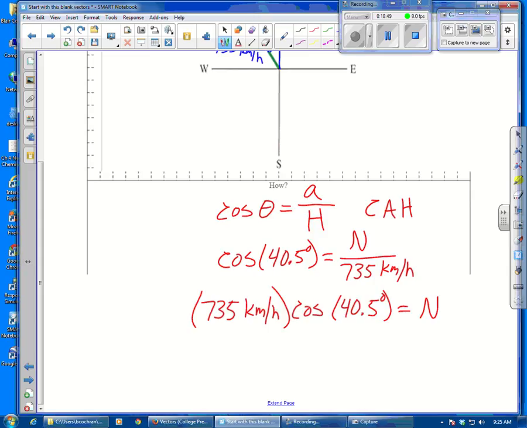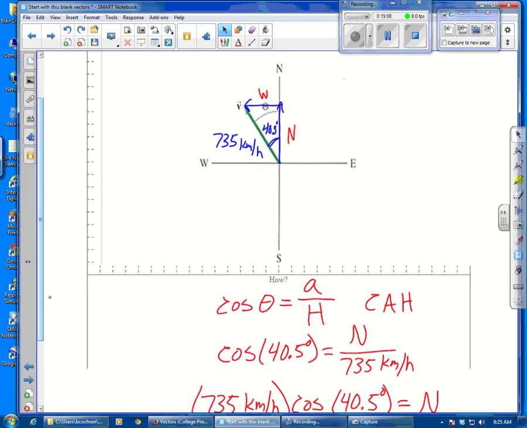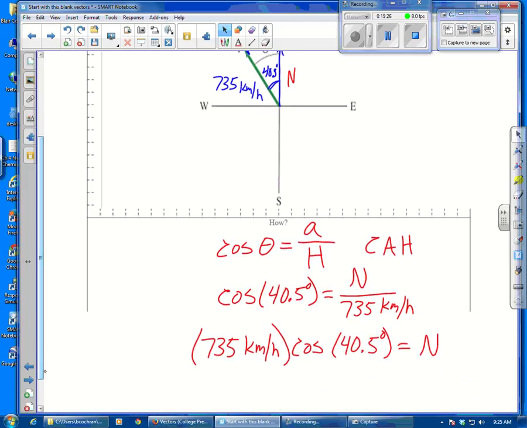You've got the freedom to draw your triangle different ways. You could have drawn your triangle west and then north, and then the lower angle would be 90 minus 40.5. Okay? Yeah, that's fine. You can make whatever triangle you want. I made this one.